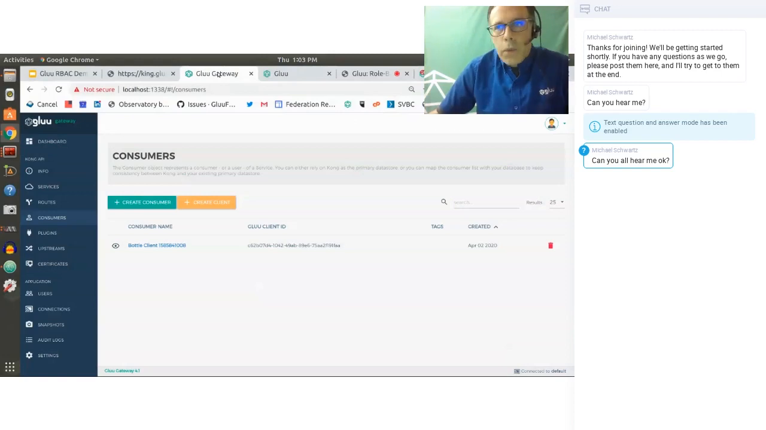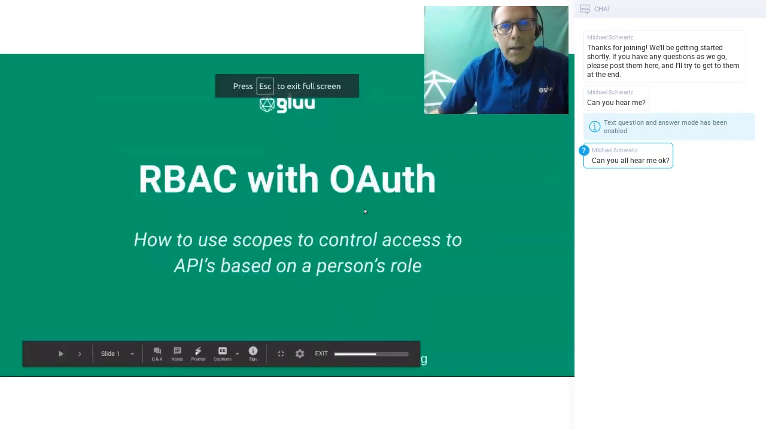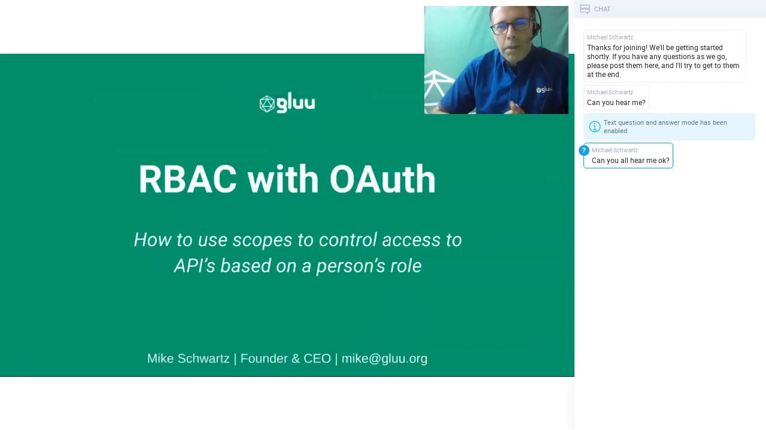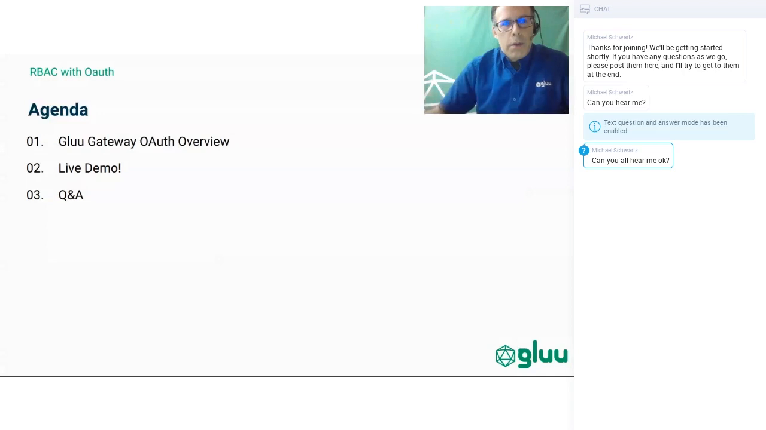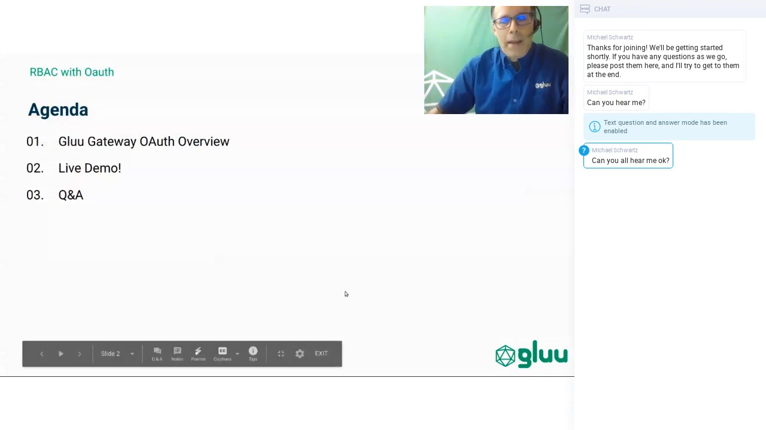Okay, so today we wanted to talk about RBAC with OAuth, and specifically how to use scopes to control access to APIs based on a person's role. So the agenda is basically to show a couple of slides and give a quick overview, to do a live demo, and then to save some time at the end for Q&A.